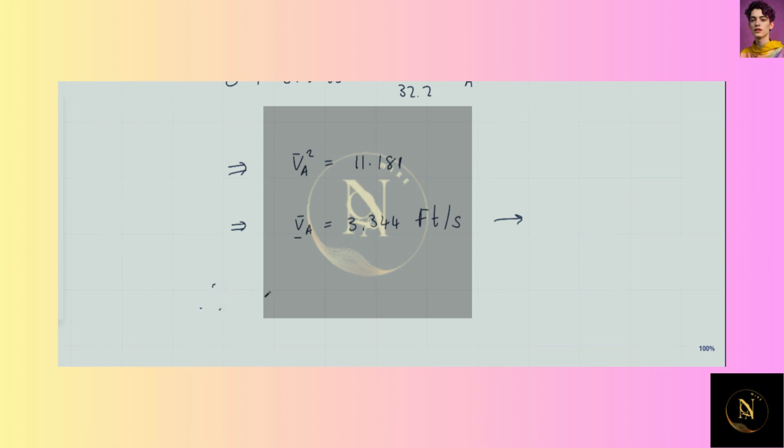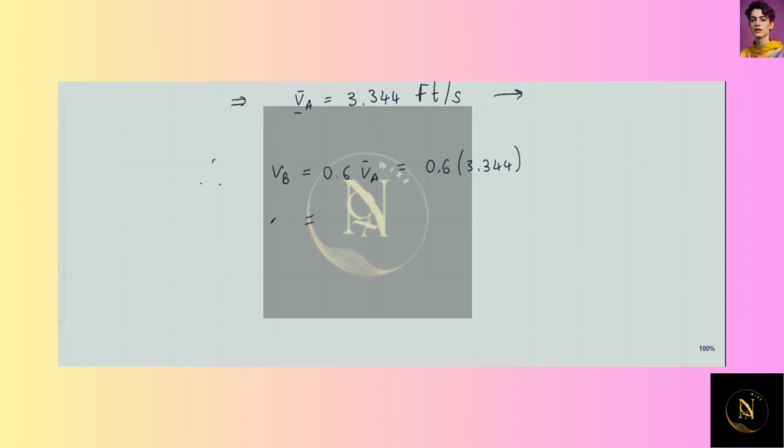And therefore, we can calculate the speed of the wooden cart. So VB is 0.6 times VA, and that's equal to 0.6 times 3.344, and therefore we get that the velocity of the wooden cart is 2.01 feet per second, and that's to the left.